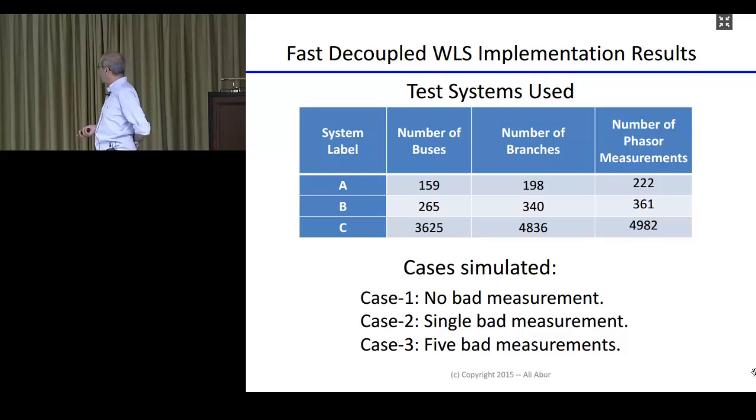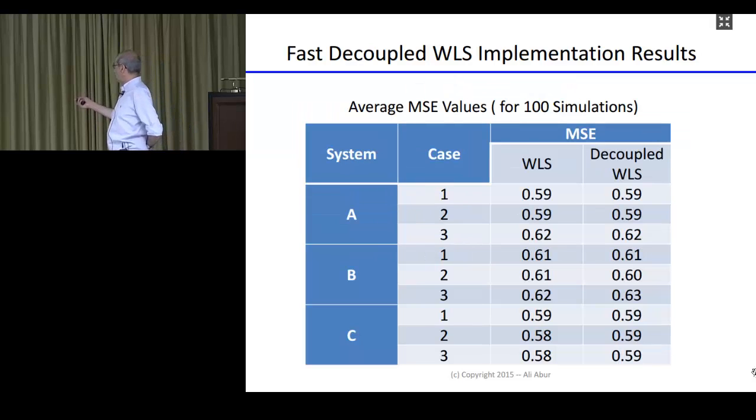So I'd like to show you some numerical results here. These are for different test systems of different sizes, going from hundreds to thousands of buses, and therefore different number of phasor measurements. We looked at error-free case as well as single and 5 bad data cases. Okay, so these are basically showing that the decoupled weighted least squares, which is what I tried to explain, and the conventional weighted least squares give the same mean squared error, which means accuracy-wise, we are not really losing anything. For all these cases, you can see they are matching.